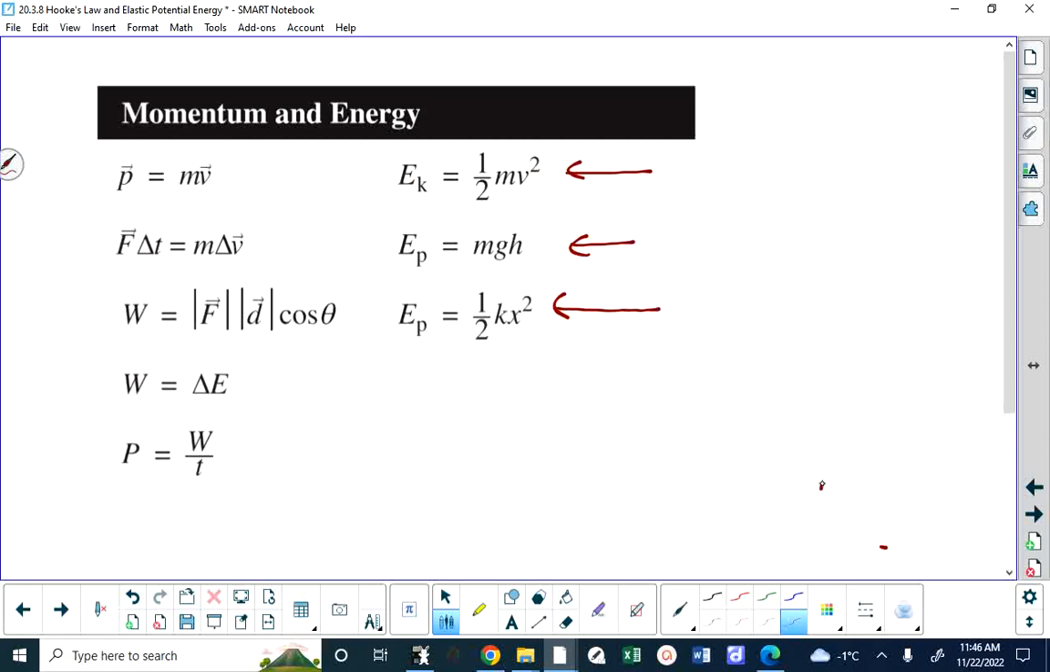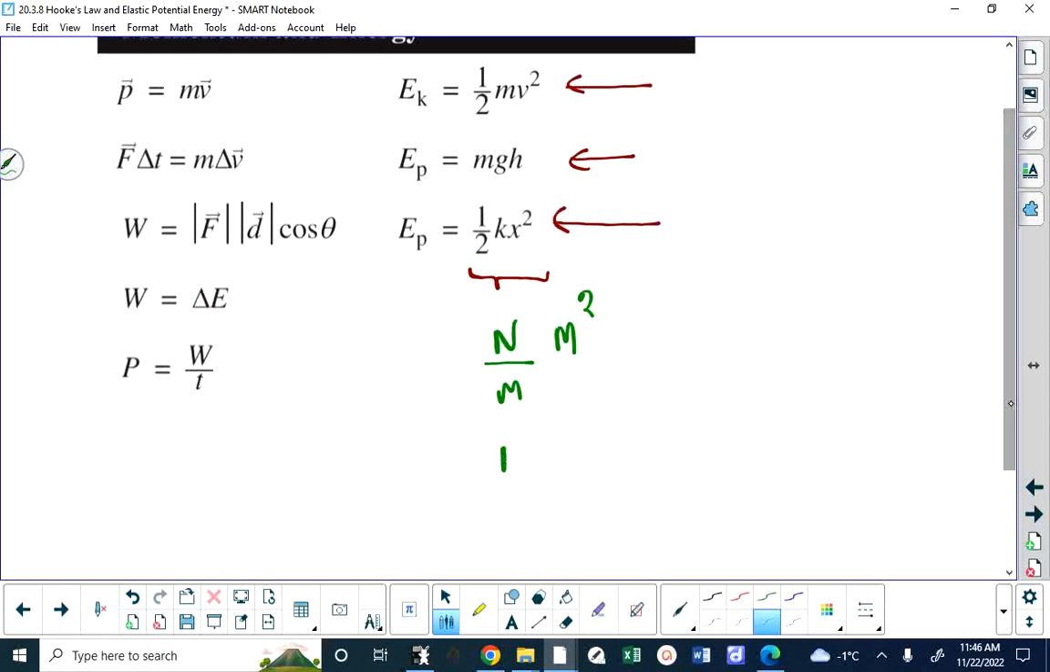We need to use standard units in this formula. Let's see about the units. The units of k are newtons per meter, times the units of displacement squared, which would be meters squared. Meters squared over meters gives you meters. You're left with newtons times meters, which is a joule.